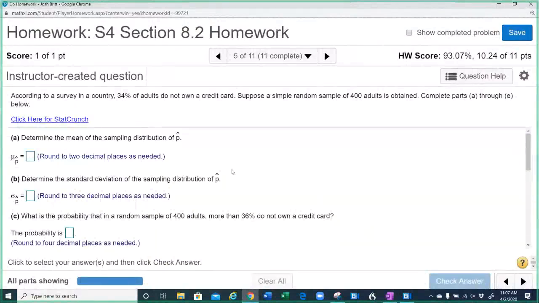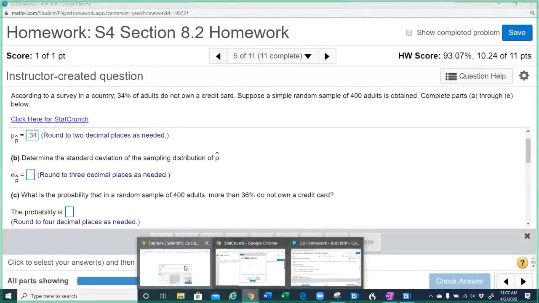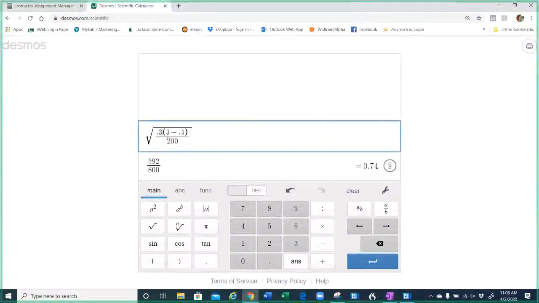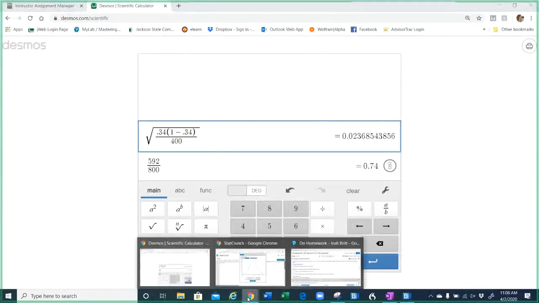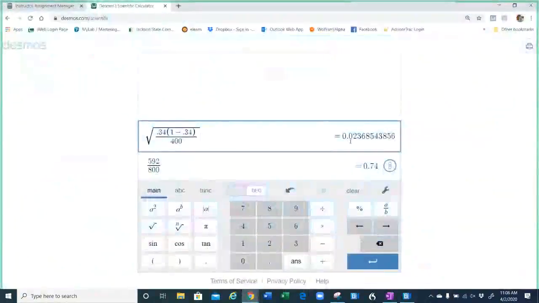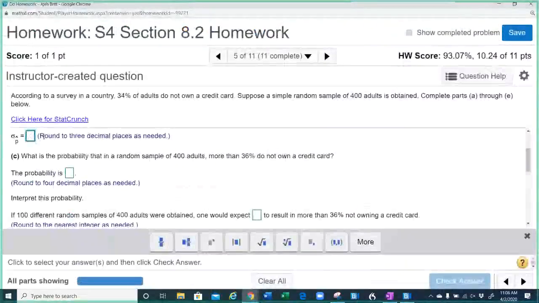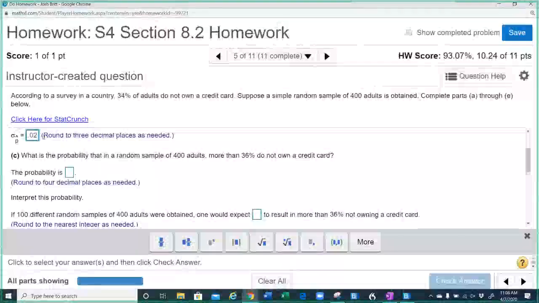All right, so again, 34% do not own a credit card. That's the mean, always a percent. Standard deviation we'll get with the sample size here. I believe it was 400 there. Yeah, 400. So we get 0.237, which will be 0.24. Now we can do probability questions.